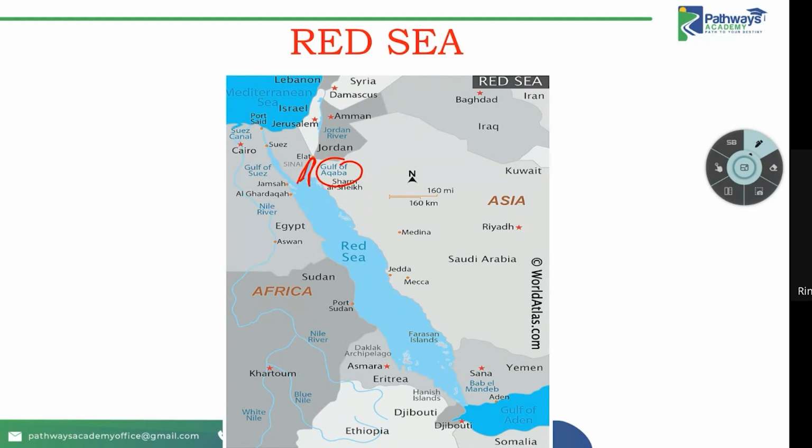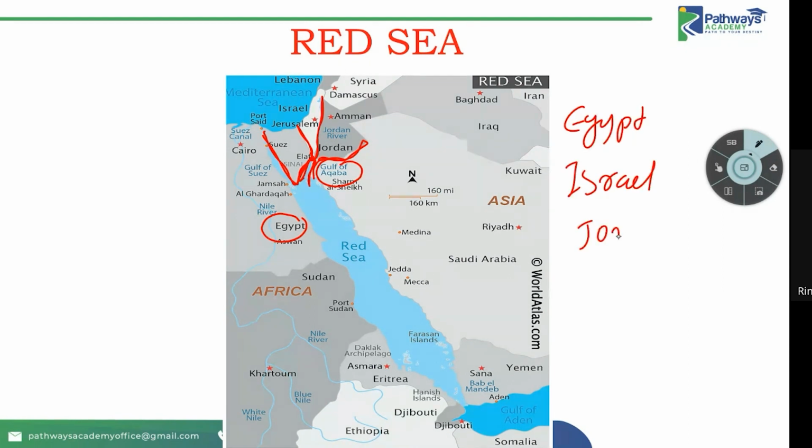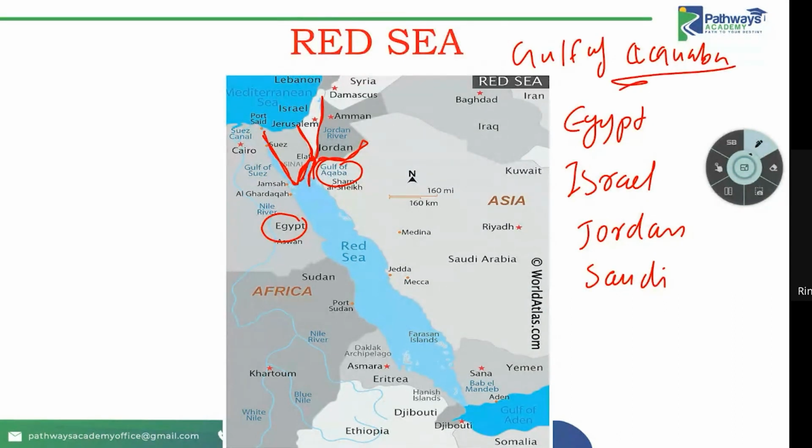The nations opening into the Gulf of Aqaba are Egypt. This is the Sinai Peninsula, which is part of Egypt. So Egypt, then Israel, then Jordan, and Saudi. These are the nations opening into the Gulf of Aqaba. The Gulf of Aqaba is part of the Red Sea.